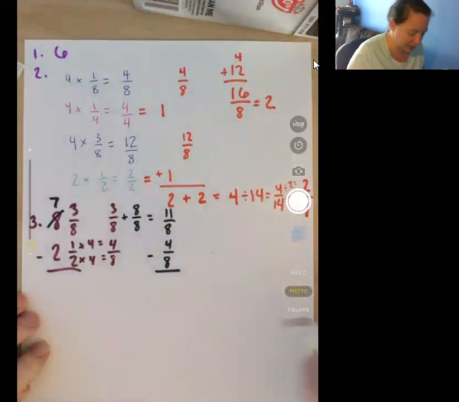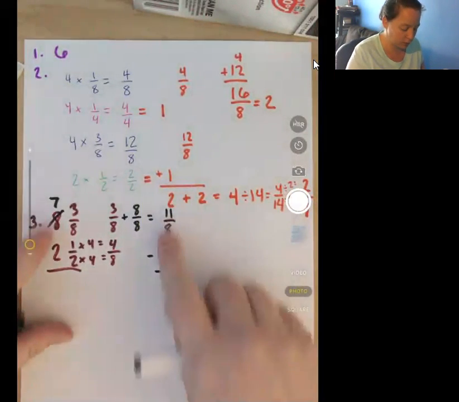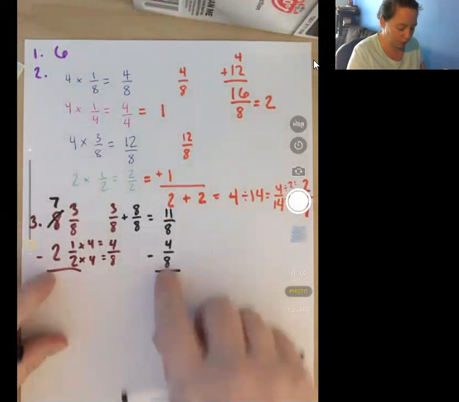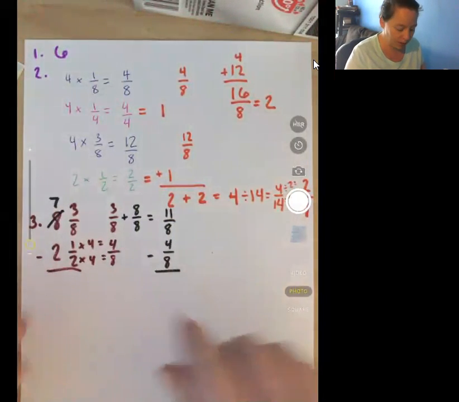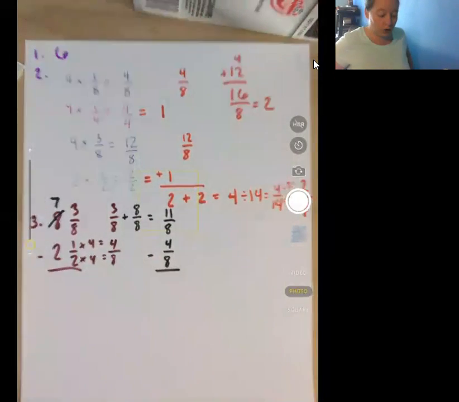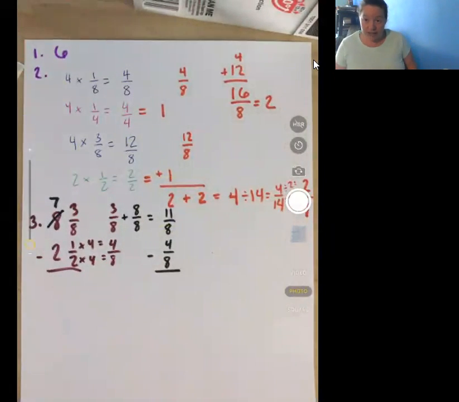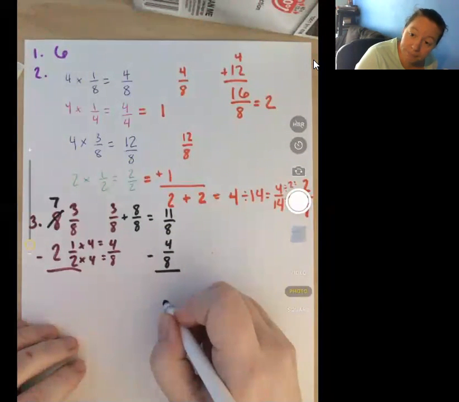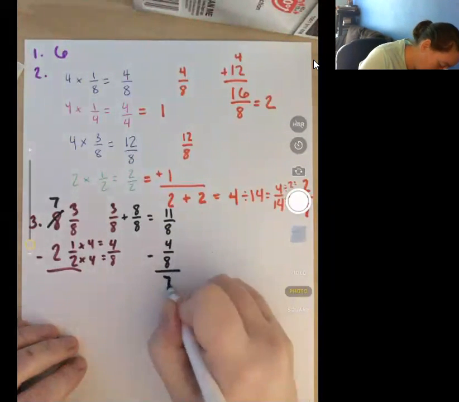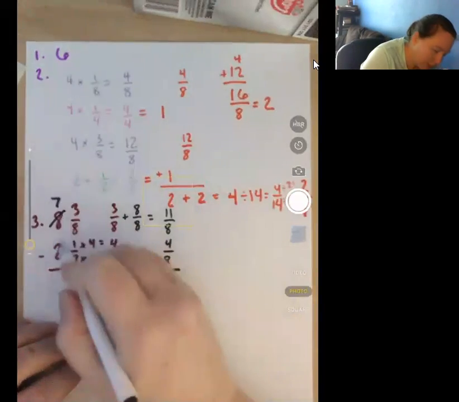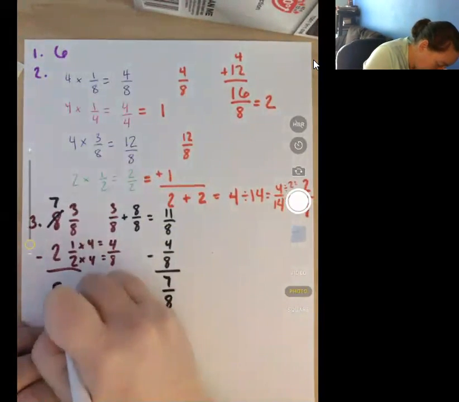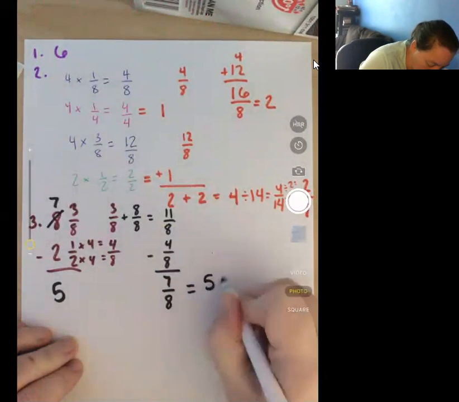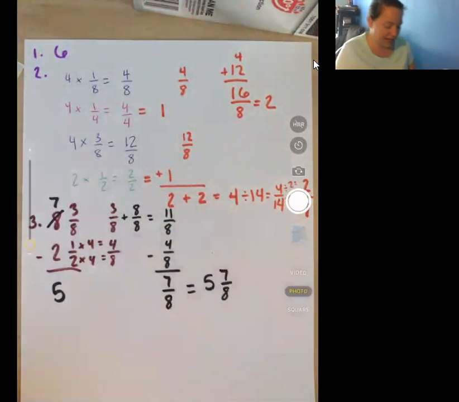So I'm going to subtract this, and I'm going to subtract this. I got two things I'm subtracting. All right? They're both part of the same problem. I'm just subtracting them. I'm going to subtract the fractions first. Numerators get subtracted. Top numbers get subtracted. Bottom number stays the same. 11 minus 4 is 7 over 8. 7 minus 2 is 5. So our full number altogether is 5 and 7/8. That's the whole thing altogether.